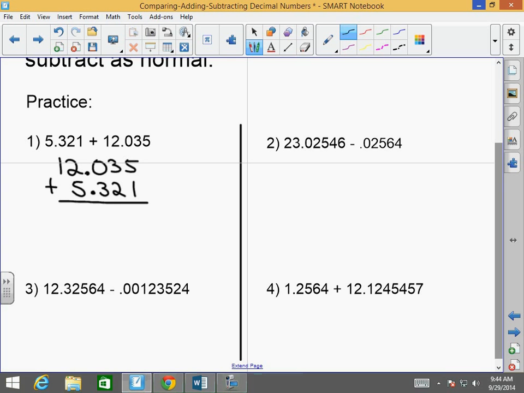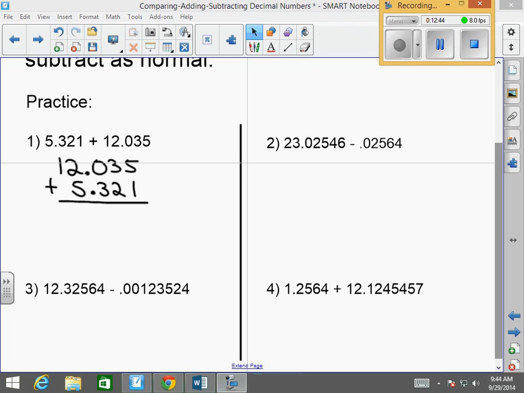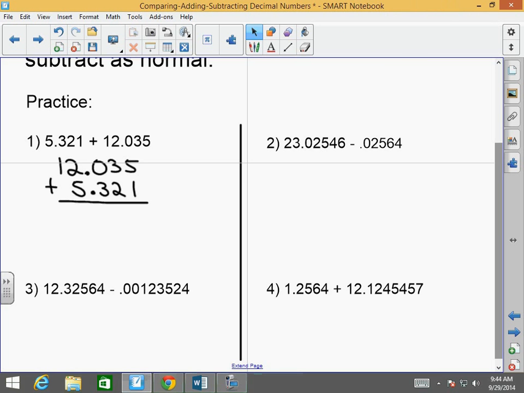Does that make sense? Okay, give me 1 second, guys. All right. Sorry about that. Okay. So this here, I've got 5 plus 1 is 6. 3 plus 2 is 5. 3 decimal 17. Okay? Does that make sense?